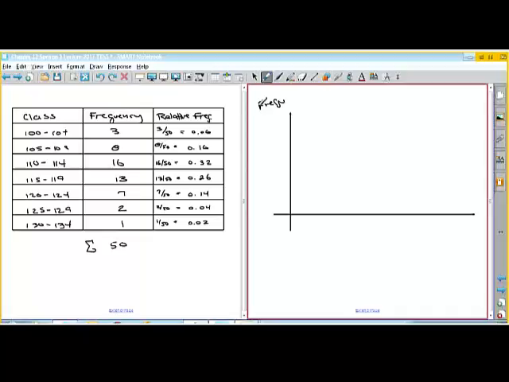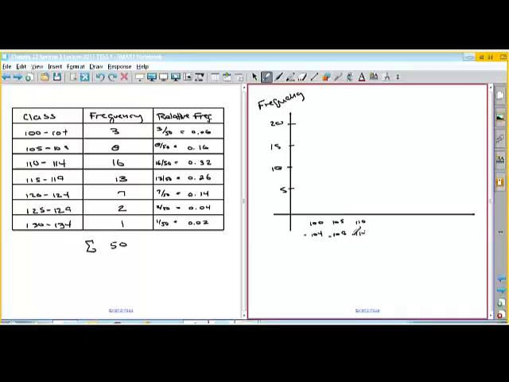So we're going to do frequency on the y-axis, and we're going to just put in some rough marks. So this would be 5, 10, 15, 20. And I chose those because the maximum I have is 16. And then you would go down here and write in some kind of scale, 101 to 104, 105 to 109.